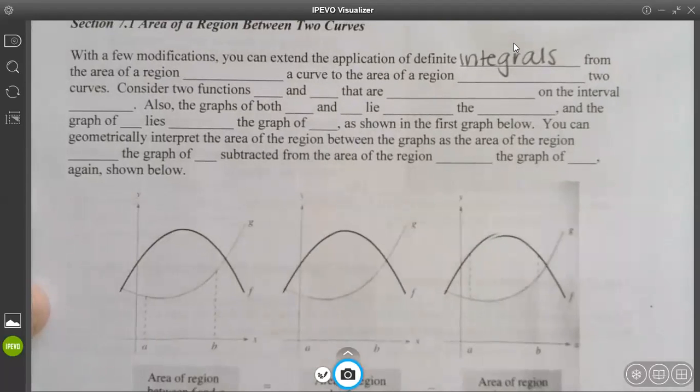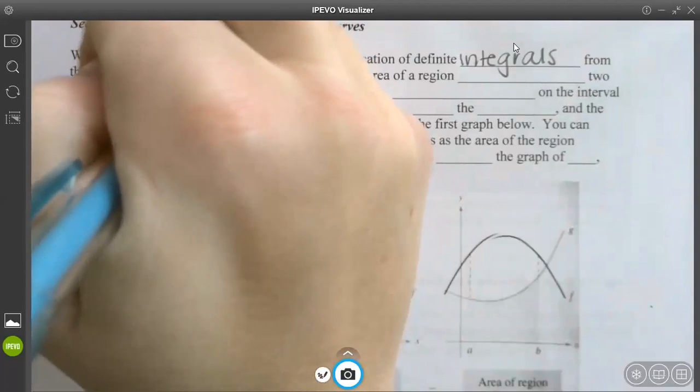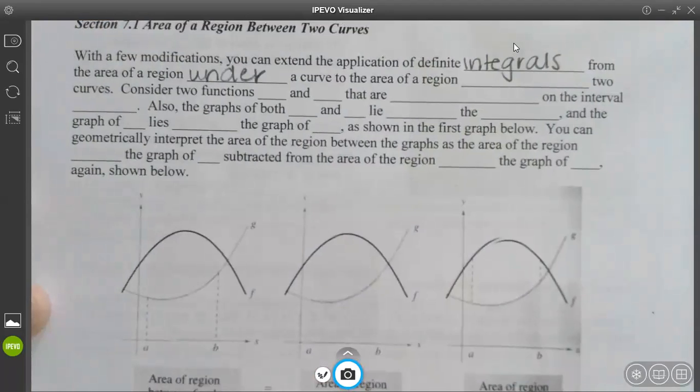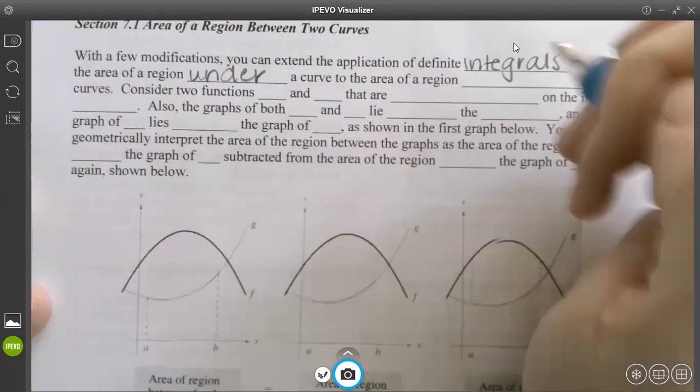from the area of a region under a curve, which I told you is what we've been doing, to the area of a region between two curves.